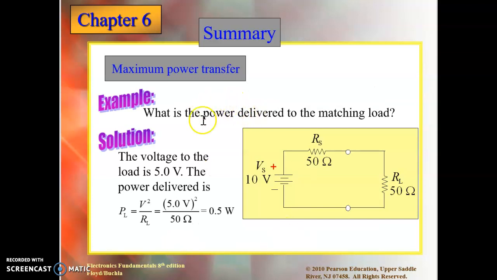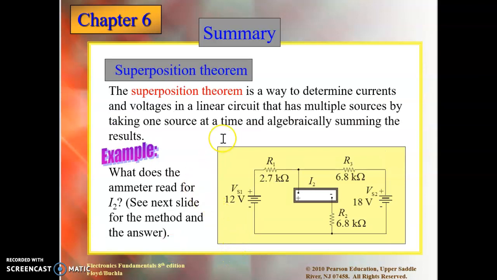So what is the power delivered to the matching load? So we have 10, we have 5. We find the power to the load by using the source, since we have 50% of the voltage here, and 50% of the voltage makes it a 5 divided by the resistance, and that gives 0.5 watts. So that's how that works. Pretty straightforward. Okay.